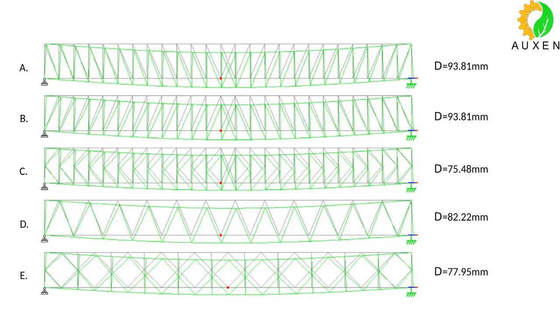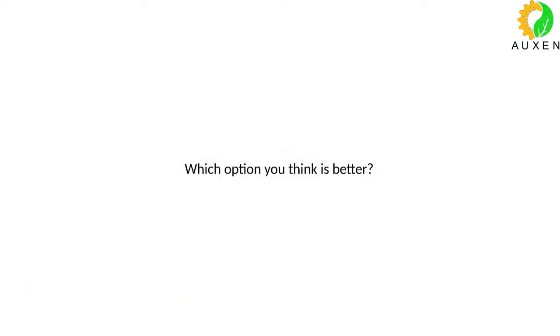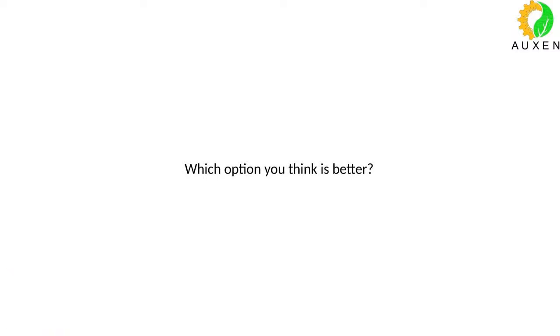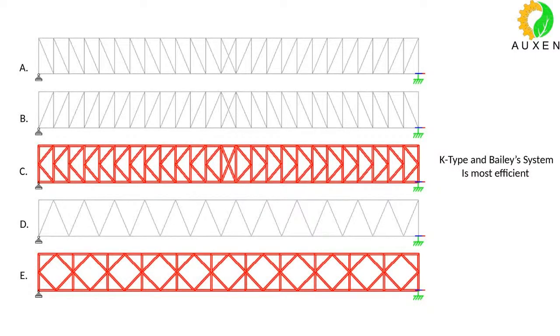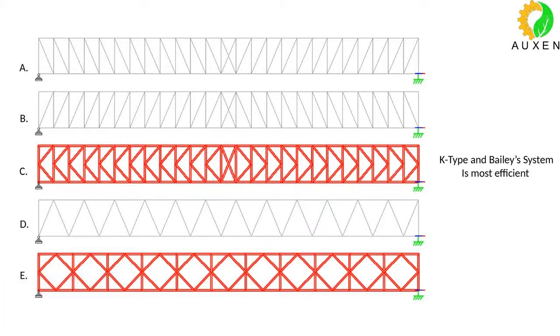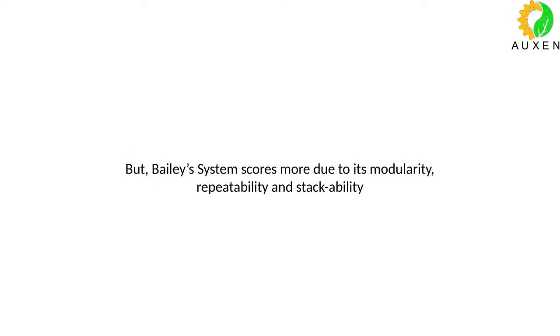Before going ahead, which option do you think is better? Again, if I ask you, we have compared the deflection, we have compared the ultimate criteria. So type C seems to be the better type. As I have highlighted, the K type and the Bailey's system seem to be better suited types for us. But let us see more of it.